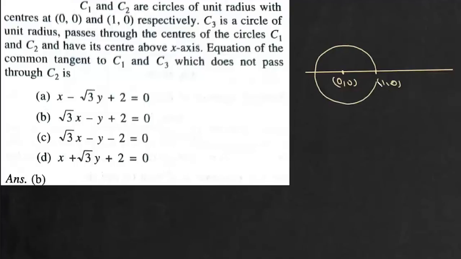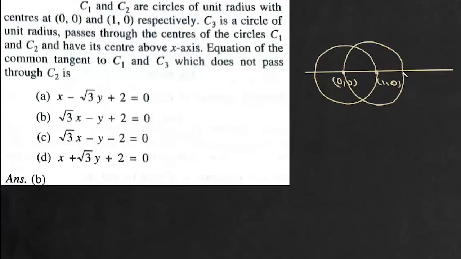Now here the question is, if C1 and C2 are circles of unit radius with centers at (0, 0) and (1, 0). So we have two circles with centers at (0, 0) and (1, 0). So we have this one circle and then this other circle, and the radius of both the circles is 1 unit.